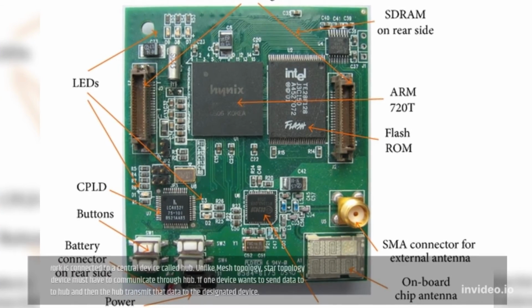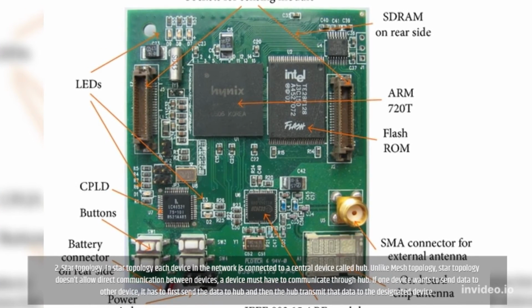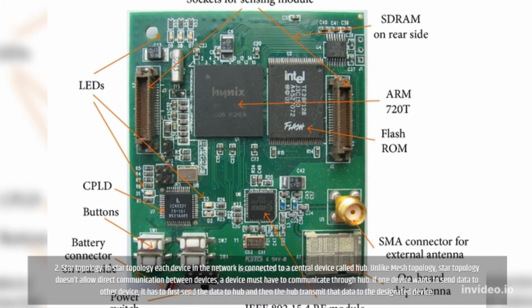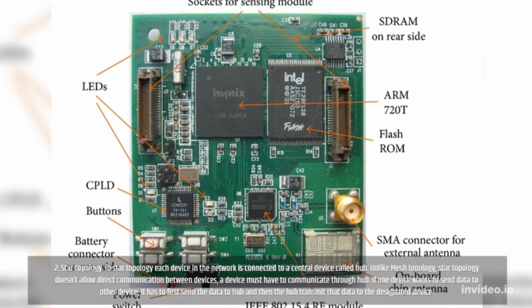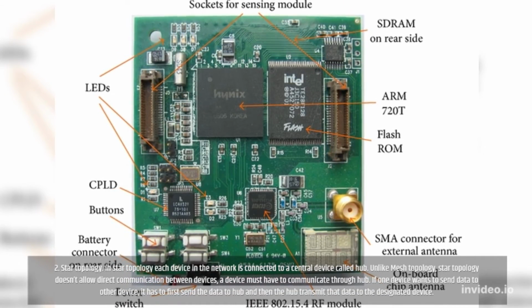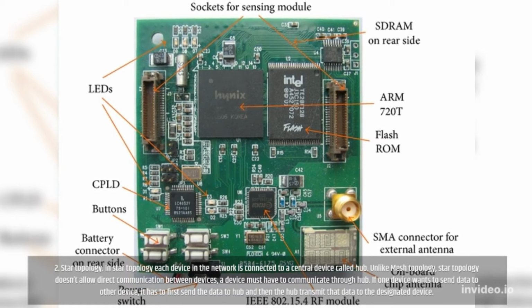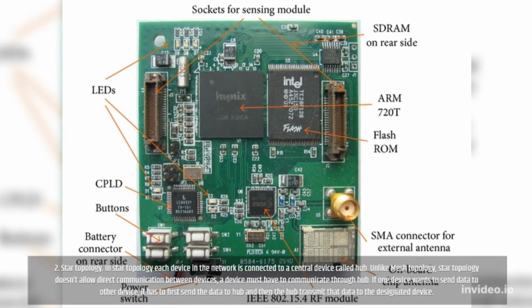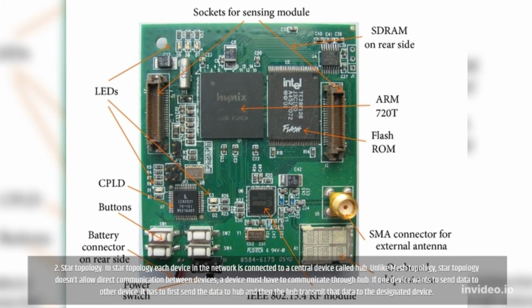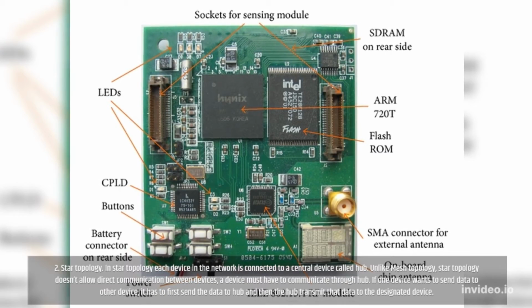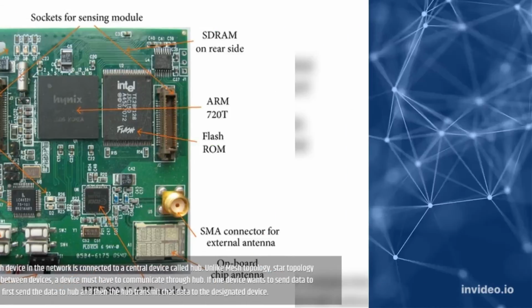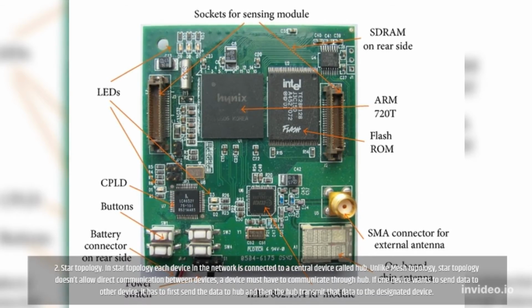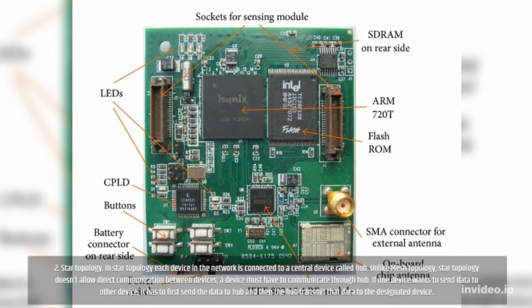2. Star topology. In star topology, each device in the network is connected to a central device called a hub. Unlike mesh topology, star topology doesn't allow direct communication between devices. A device must communicate through the hub. If one device wants to send data to another device, it has to first send the data to the hub and then the hub transmits that data to the designated device.